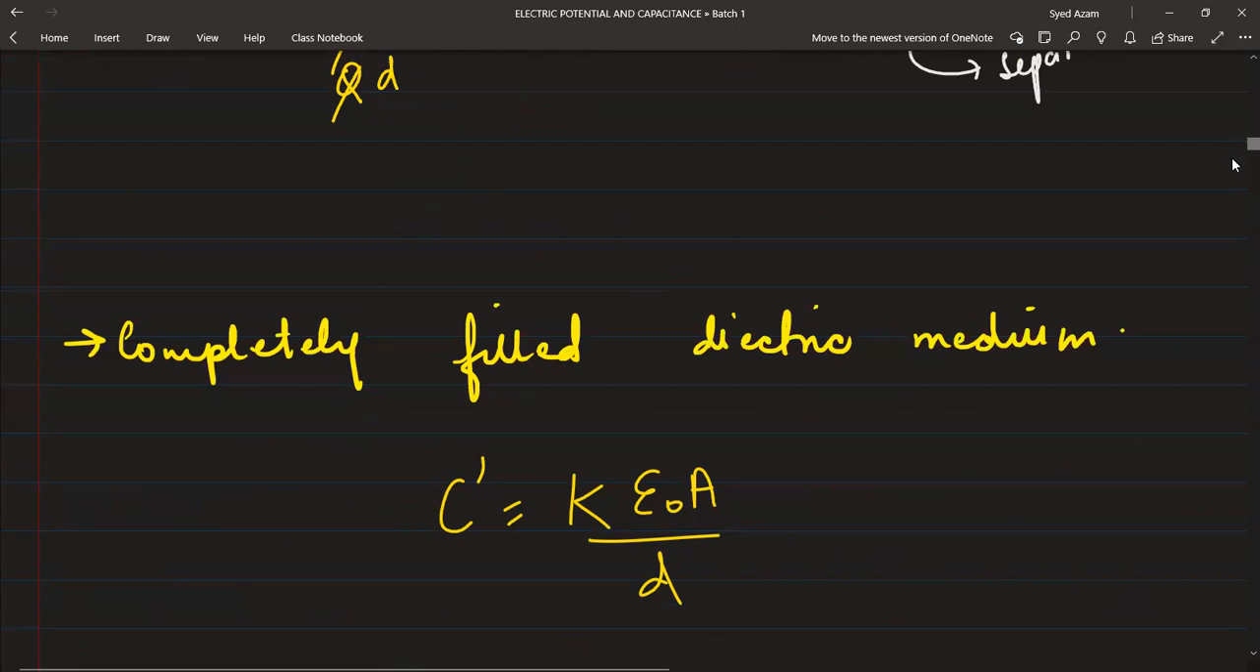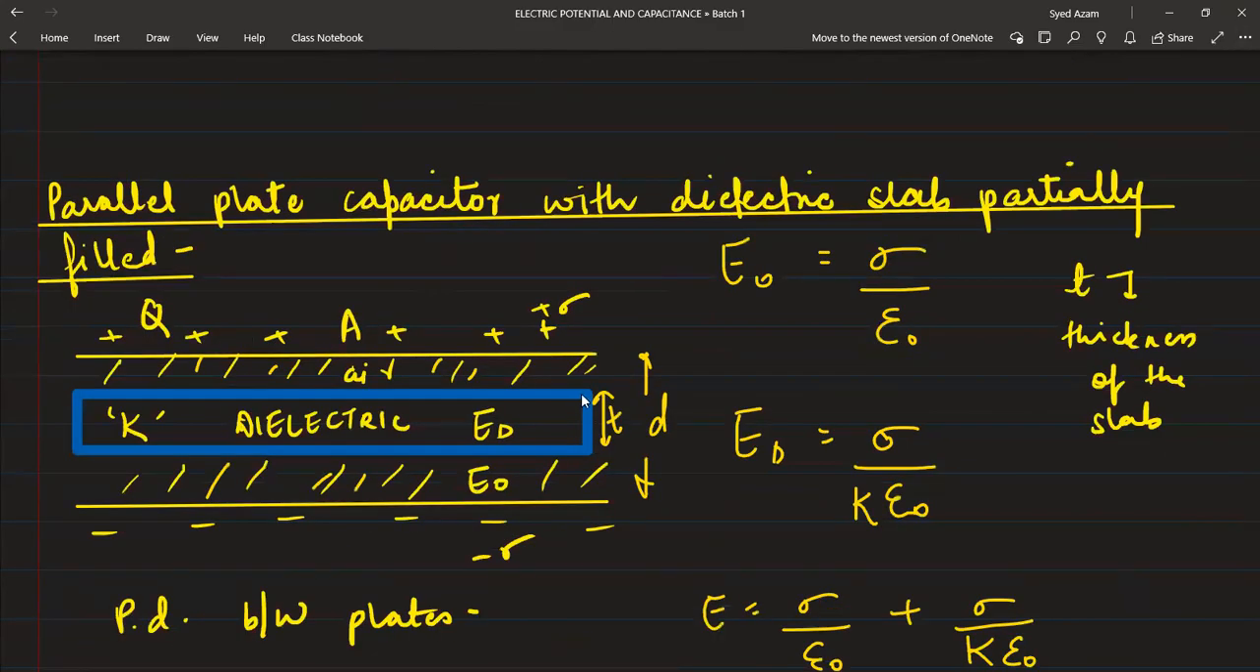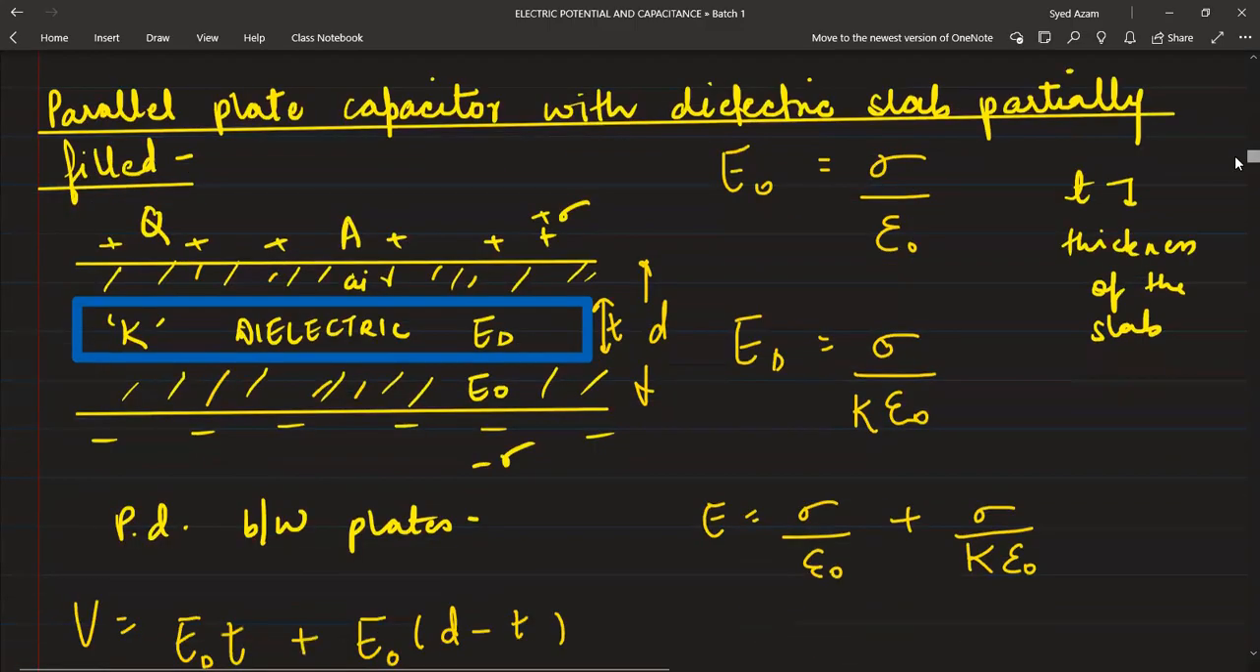Now in all the parts, when the parallel plates are filled with a dielectric medium in between, always multiply by K, that is the dielectric constant. Now, if a dielectric slab is present with some thickness t, the total distance is d. Here the electric field due to the dielectric slab will be different from the electric field due to the plates. Due to the plates, it will be sigma by epsilon naught, what we have studied, the outside one. Due to the dielectric slab, it will be sigma by K epsilon naught. So when you go by the steps and calculate the net electric field, it will be this.